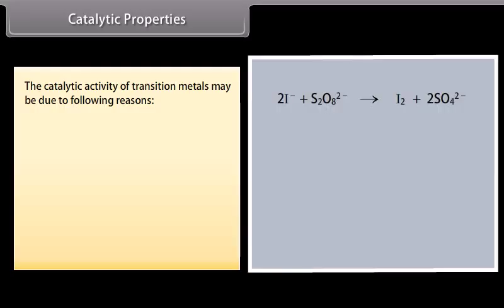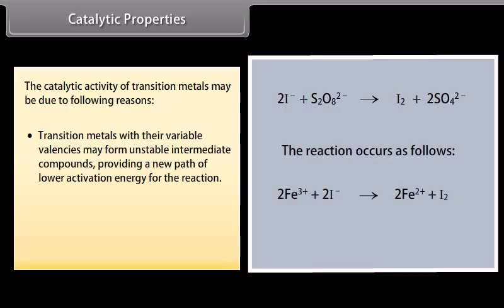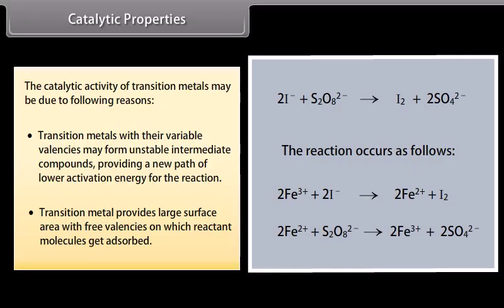Catalytic properties. The catalytic activity of transition metals may be due to following reasons. Transition metals with their variable valencies may form unstable intermediate compounds, providing a new path of lower activation energy for a reaction. For example, iron catalyzes the reaction between iodide and persulfate ions. Transition metal provides large surface area with free valencies on which reactant molecules get adsorbed. This has the effect of increasing concentration of reactants on catalyst surface and also weakening of bonds in reacting molecules.